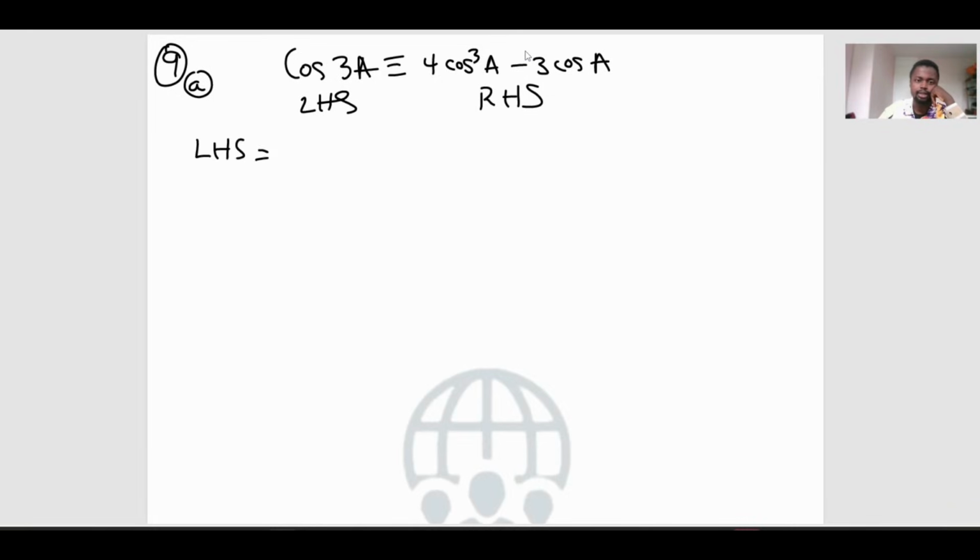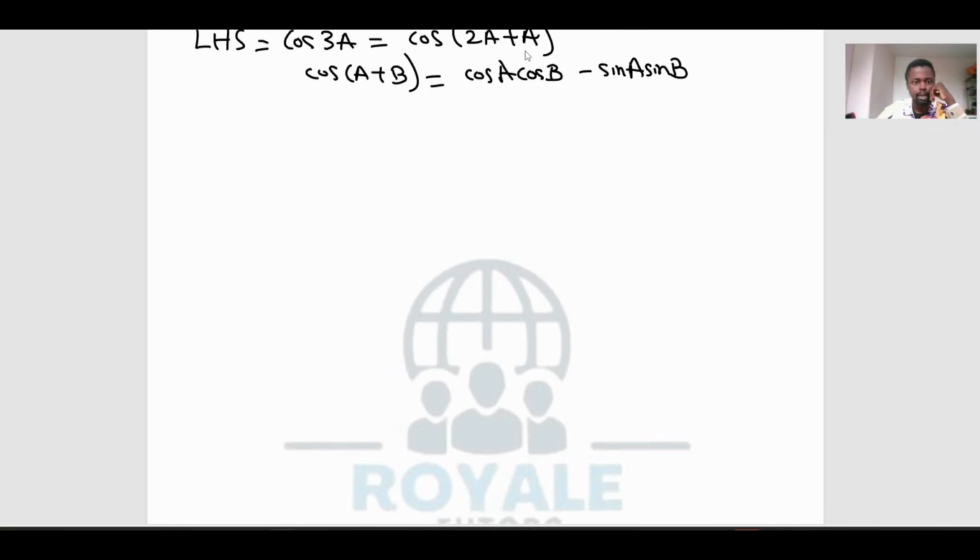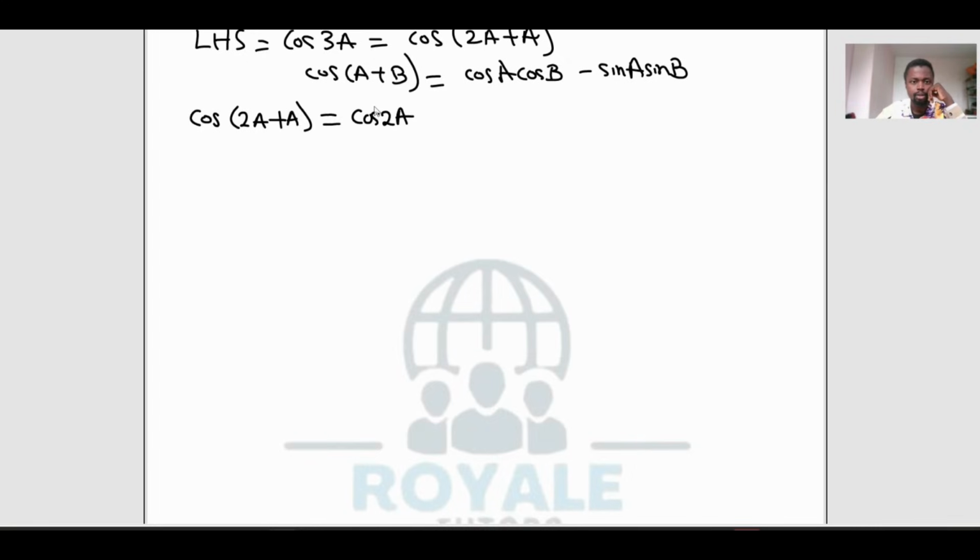So my left-hand side is cos 3a. I'm going to split it up to cos of 2a plus a. So remember that cos(a plus b) from trig identity can be written as cos a cos b minus sine a sine b. The same way, my cos 3a, which is the same as cos(2a plus a), I'm going to write as cos 2a cos a minus sine 2a sine a.